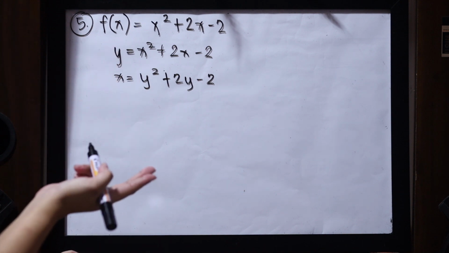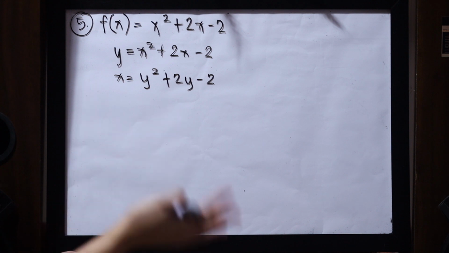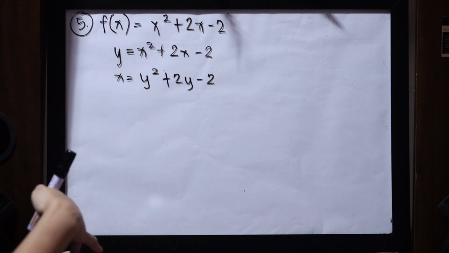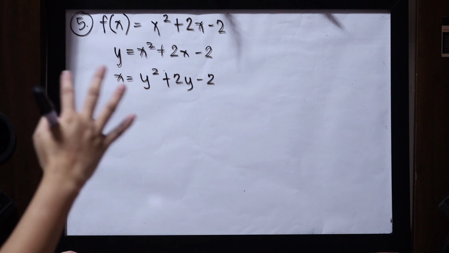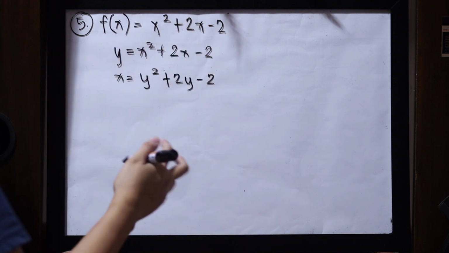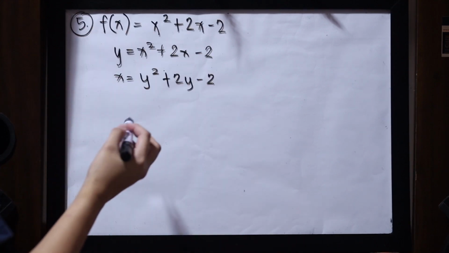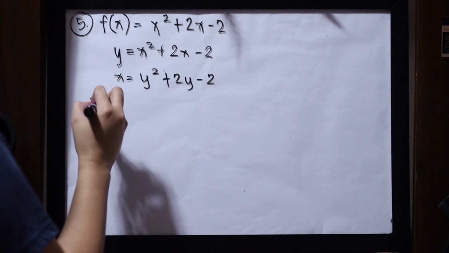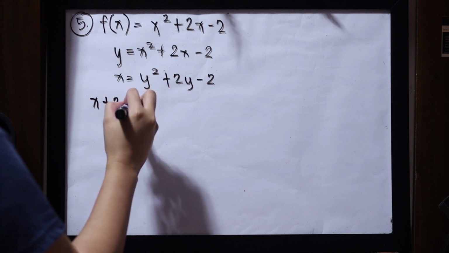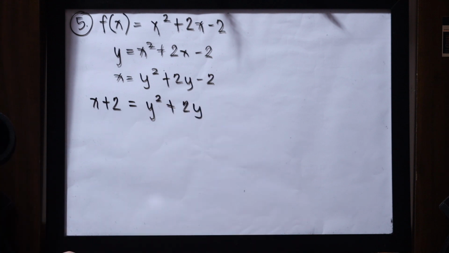Next, transpose all the terms without y on one side of the equation, and yung mga terms with y variable will be left on the other side of the equation. So yung minus 2 ay itatranspose natin sa kabila. So we'll have x plus 2 is equal to y squared plus 2y.